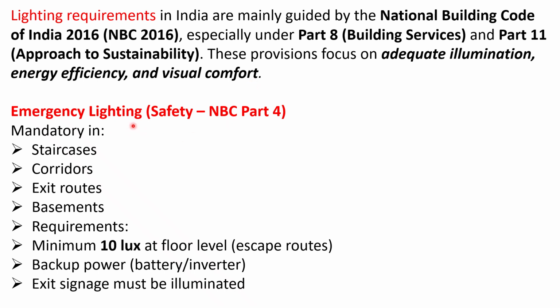Now, emergency lighting also needs to be provided for fire safety purposes. NBC Part 4, fire and life safety. Emergency lighting is mandatory in staircases, corridors, exit routes, basements. The requirement is of minimum 10 lux at floor level. It can be used as a backup power battery inverter. Exit signage must be illuminated.